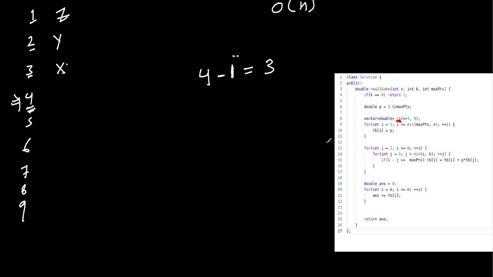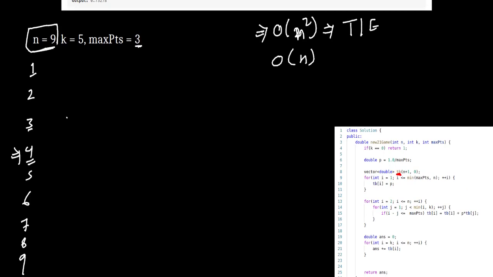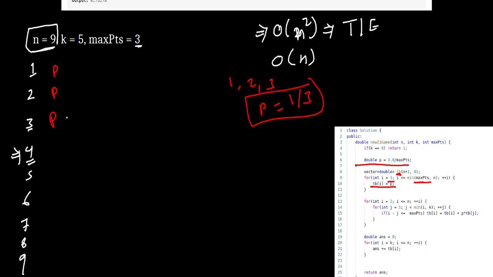So let's solve it from the beginning. Initially the probabilities of the values 1, 2 and 3 are P, which is 1 over 3. So we initialize all the values from 1 to max points to the value P, which is 1 over 3. Then we will start solving all the values from 2, because for 1 there are no other paths. This is the solution for 1.